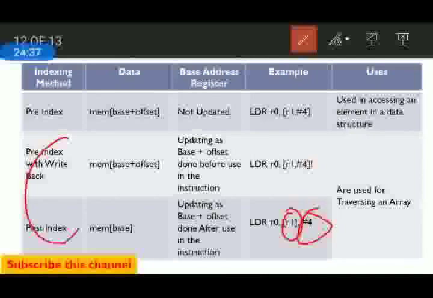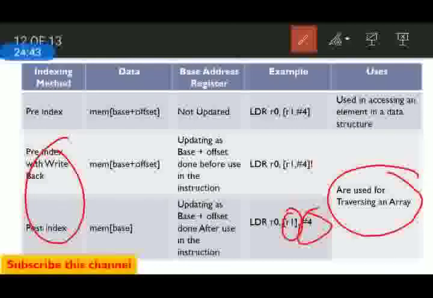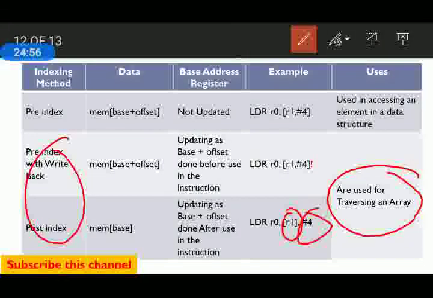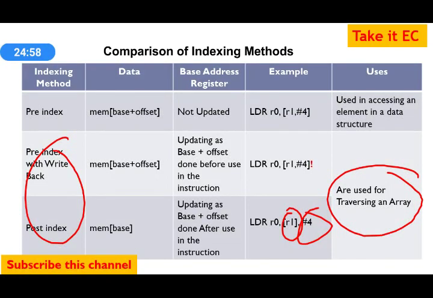Both these pre-indexing with write back and post-indexing methods are used in traversing an array. That is, for traversing an array, these indexing methods are used. For example, to access an element in an array in a loop, we can use these indexing methods. So this is the comparison. I hope I have explained all the indexing methods and you have understood.